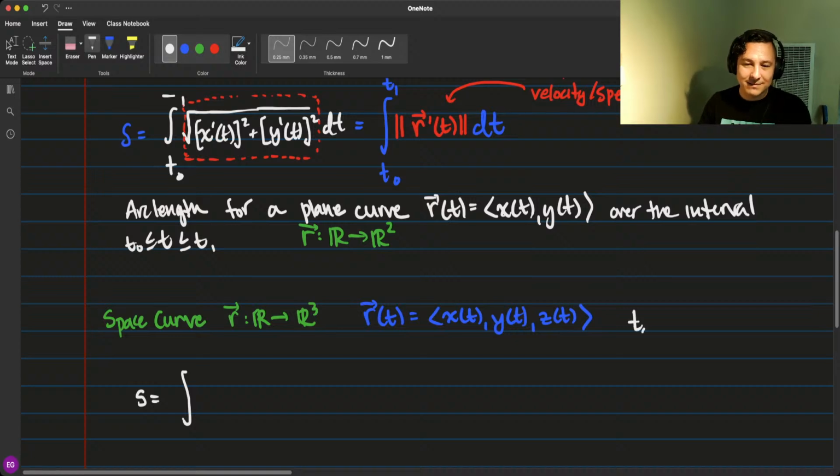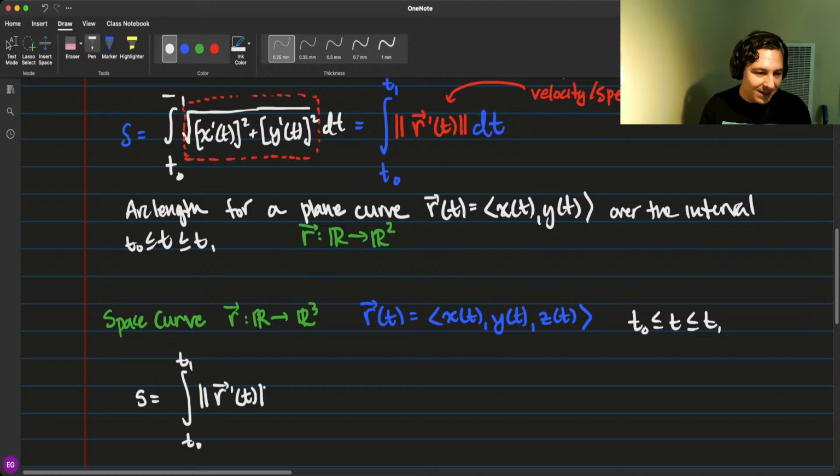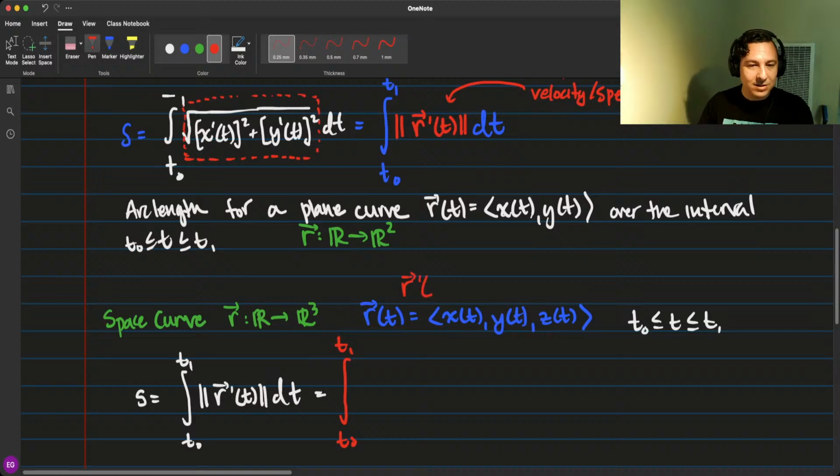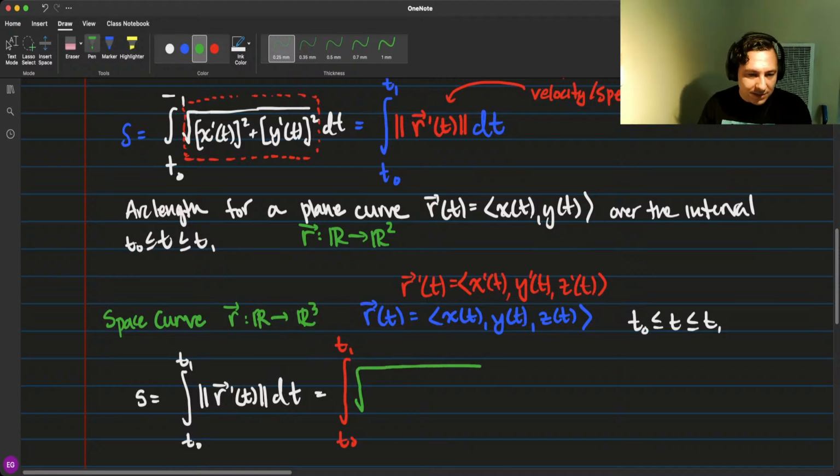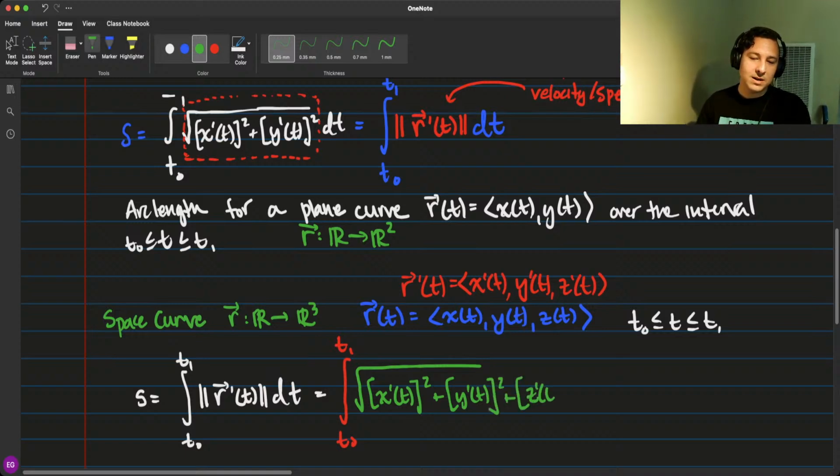Alright, so let's say that you want to find the arc length from some t naught value to some t1 value. What you would do is you'd integrate the magnitude of r prime, which for a space curve, what is that going to look like? Well, you do exactly what you did before. You take the derivative of each of the components, so you get x prime, y prime, and z prime. And then you take the magnitude of that, so you're going to get the square root of each of those things squared. So you get the square root of x prime quantity squared plus y prime quantity squared plus z prime quantity squared, dt.